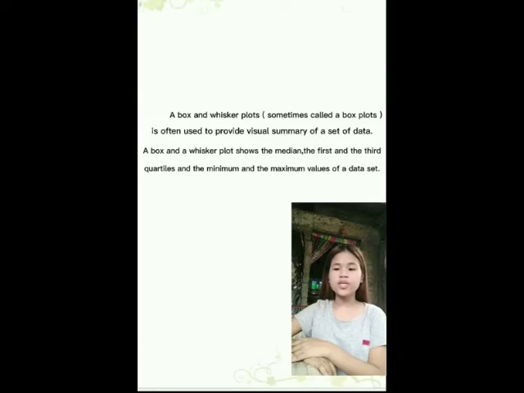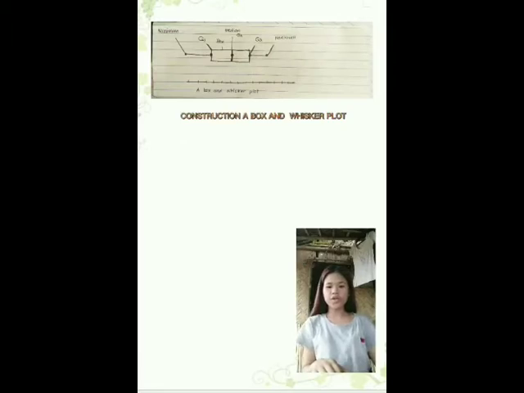Box and whisker plots. A box and whisker plot, sometimes called a box plot, is often used to provide a visual summary of a set of data. A box and whisker plot shows the median, the first and the third quartiles, and the minimum and maximum values of a data set. Construction of a box and whisker plot.